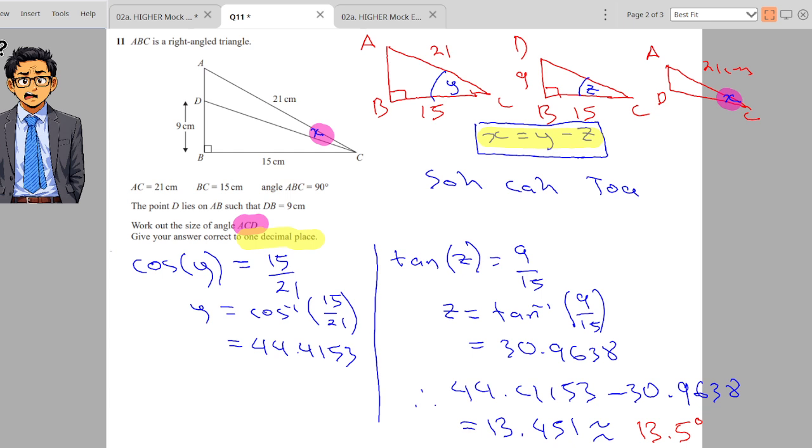Okay guys, this question is a very difficult question. When you're doing this kind of question, make sure you visualize the problem.